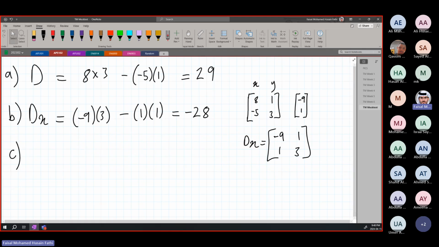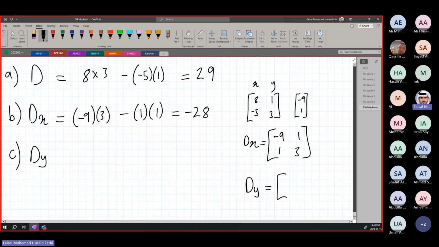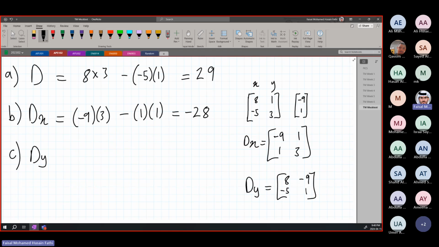C, I'm guessing it's dy. Yes, find dy. dy is equal to, again, we look at the original matrix, we replace the solution with y. So x stays the same, which is 8 and -5. y will become -9 and 1. And now we find the determinant. 8 times 1 minus -5 times -9. All right, be careful with the signs. A lot of people usually make mistakes with the signs. So 8 times 1 minus -5 times -9 is equal to -37.